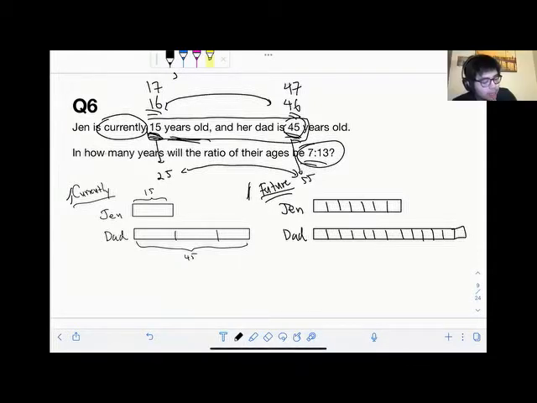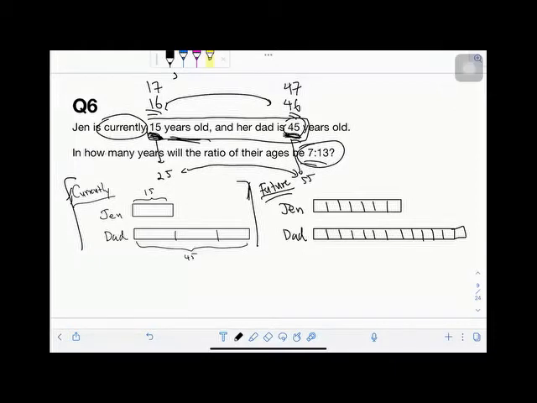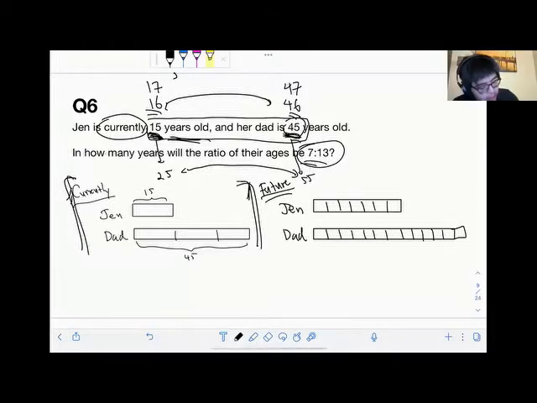Kung si Jen ay lumaki ng 10 years, si Dad kailangan din lumaki by 10 years, no? Kasi ganun naman po yung age. Okay, parehas po. So tingnan po natin dito sa left side, ano po yung kulang na label natin? Ano po yung hindi pa na-label dito? Dito sa kaliwa, sa currently. 15, si Dad 45. Pag-isipan po natin yung addition, subtraction natin. Ano po yung hindi nala-label?